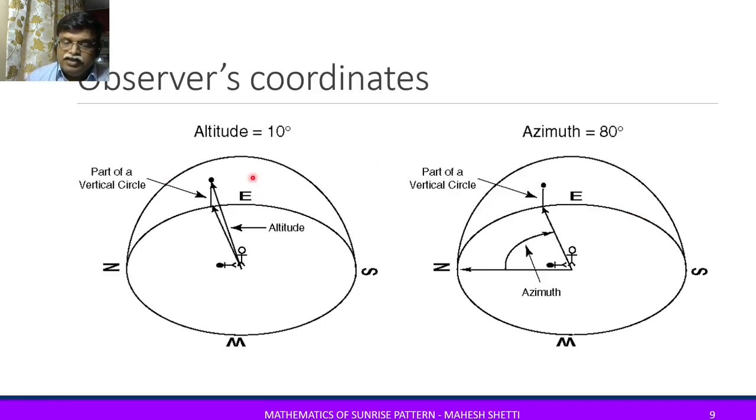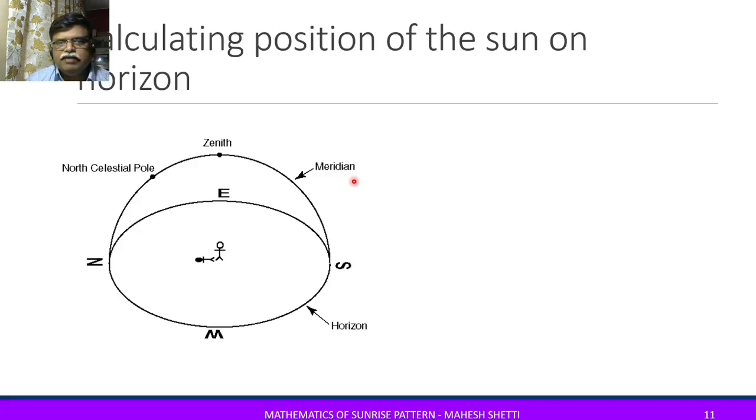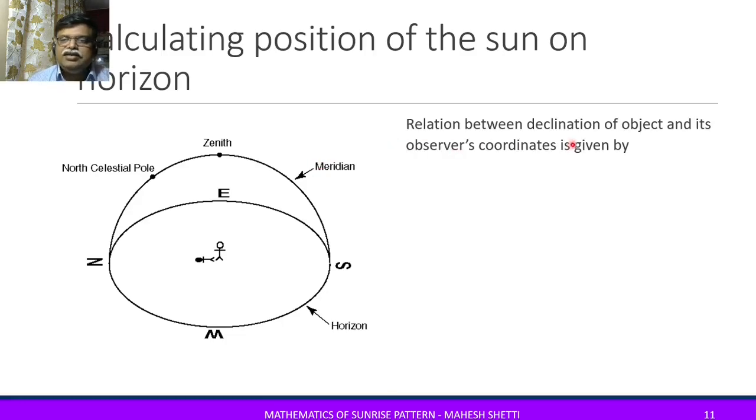Now, is there any formula to calculate this? Is there any formula which will give you the relation between declination and this azimuth? So, yes, there is a formula. For simulating the motion of the sun, we need this particular formula. We need one more coordinate called the zenith angle, and the zenith angle is nothing but the complementary angle to the altitude.